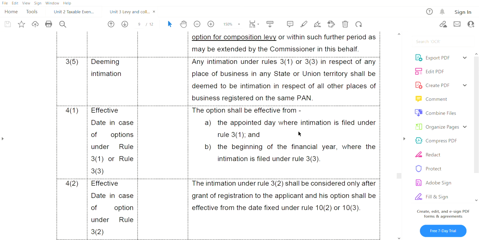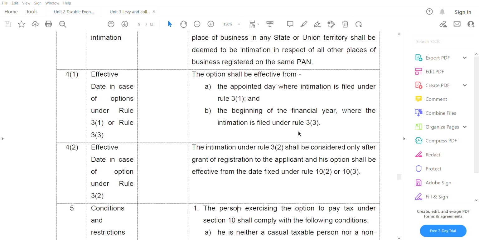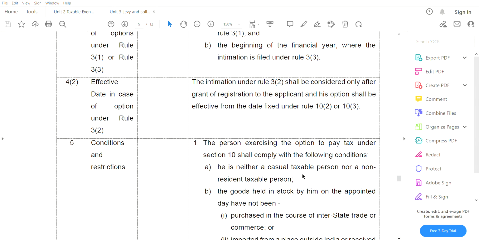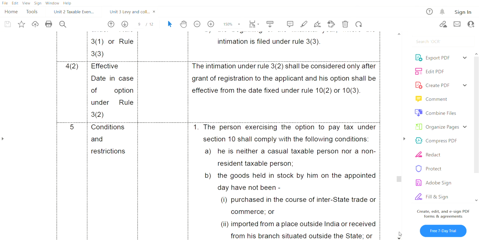So the option shall be effective from the beginning of the financial year where the intimation is filed under Rule 3 subsection 3 for existing assessees. In case of new assessee, the appointed day, that is migration. Okay, then in case of option under Rule 3.2, which is registration application odave file பண்றது வந்து date of grant of registration to the application. Date of grant of registration, or in other words your registration certificate date will be the effective date for this option.